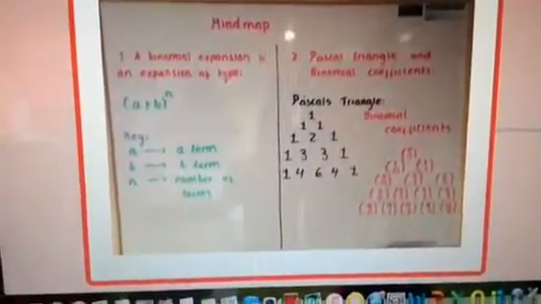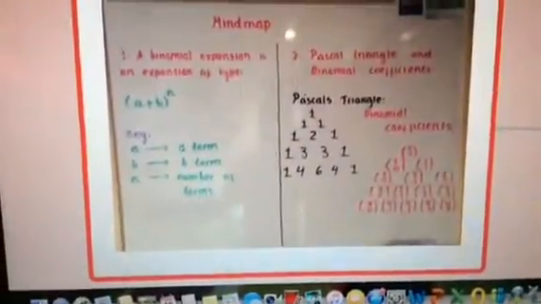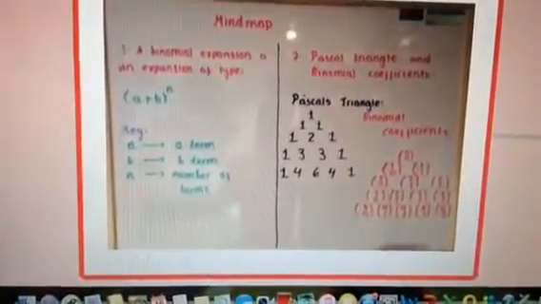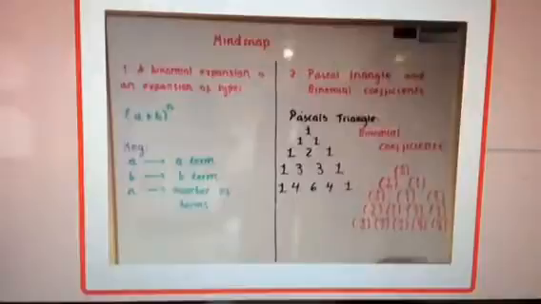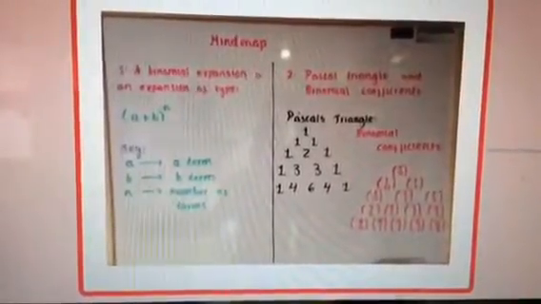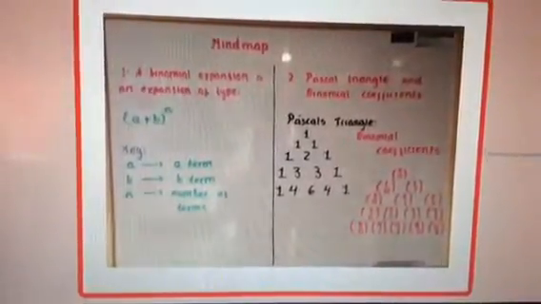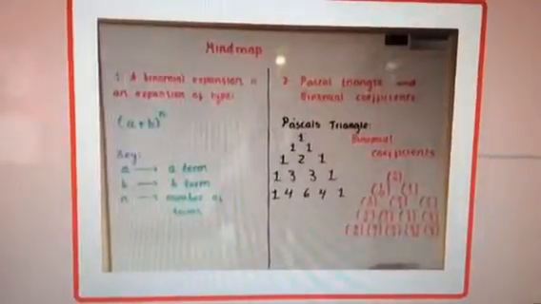In this video, I'm going to talk about binomial expansion. What is it and what are its uses? First of all, a binomial expansion is an expansion of the type (a + b) to the power of n, where a is the a term, b is the b term, and n is the power of the binomial.